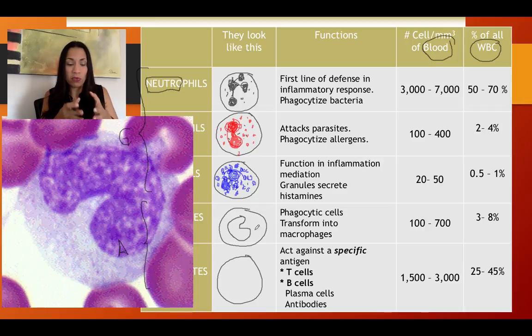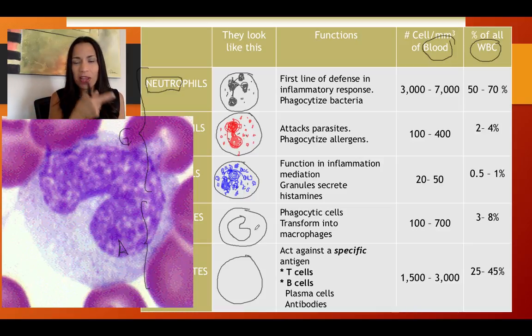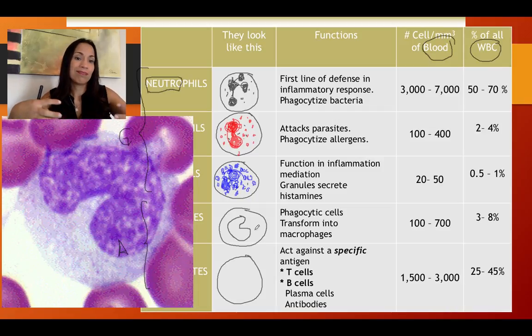Remember, they're flowing in the blood. When they migrate into a tissue, they become a macrophage. And hopefully you're saying, I remember macrophages. Remember we described them in connective tissue? These are the engulfing cells, phagocytic cells that love to eat whatever they find in the way, of course, a pathogen.